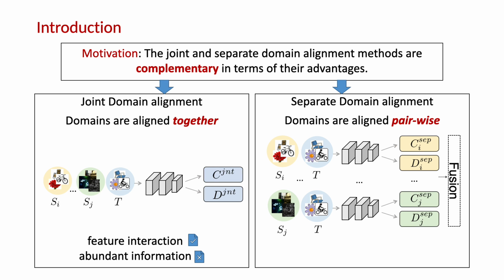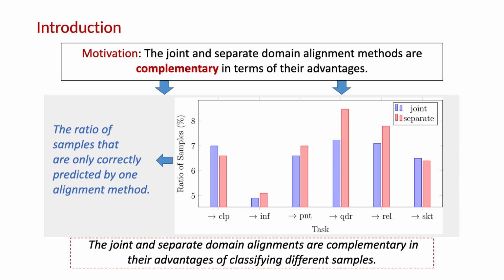The separate domain alignment methods instead align the feature distribution of the target domain with each source domain pairwise, and they can utilize more available information but with less interaction among multiple domains. Complementarity analysis also shows that the joint and separate domain alignments are complementary in their advantages of classifying different samples.